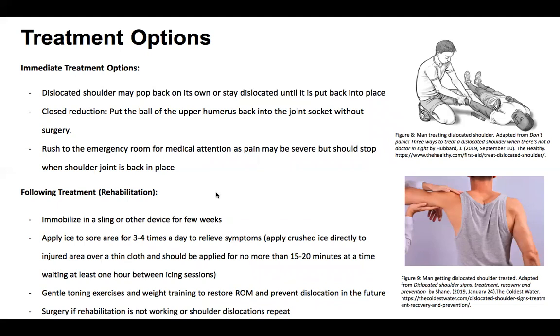You can also do gentle toning exercises and weight training to restore range of motion and to prevent dislocation in the future. If rehabilitation is not working or shoulder dislocations repeat, then unfortunately surgery might be needed.